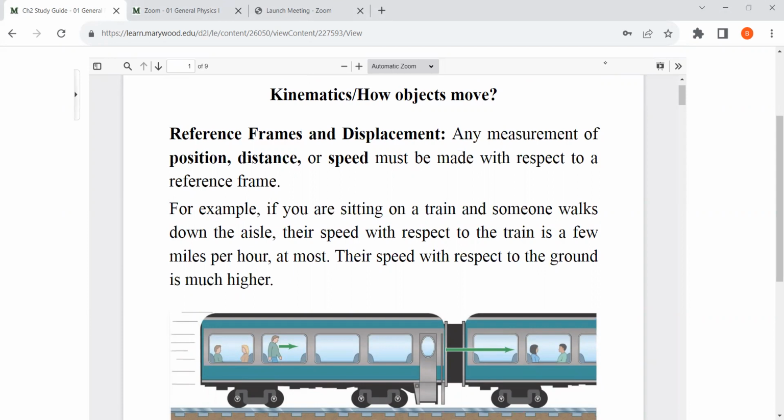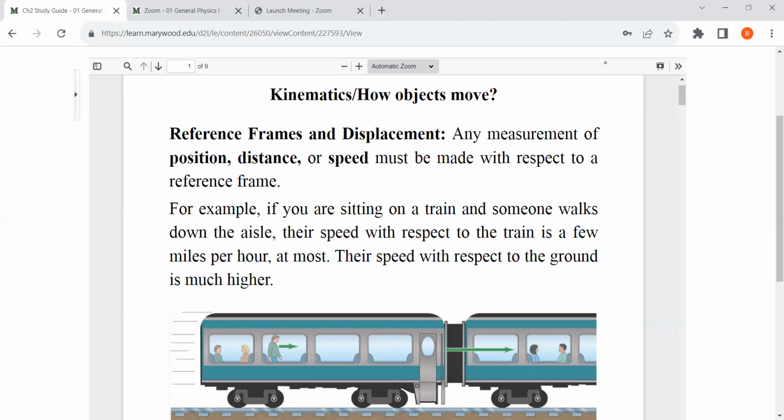In the next chapter, you will be learning about kinematics in two dimensions, and in chapter 4, you will be learning dynamics. Okay, so what does kinematics mean? Kinematics means how objects move. And dynamics, when you go to chapter 4, means why objects move. So in this chapter and the next chapter you will be learning how objects move.